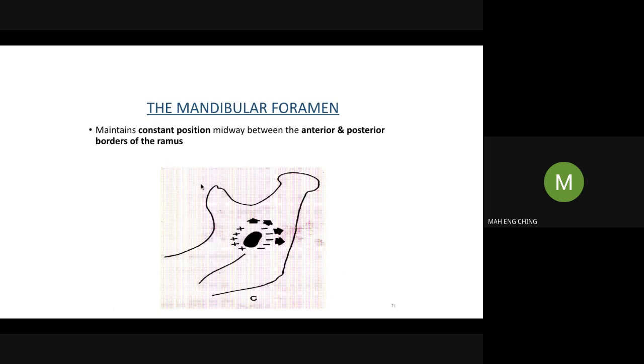But if you ever give an IDB, inferior dental nerve block, inferior alveolar nerve block, you notice this one is the mandibular foramen, where the inferior dental nerve enters. This maintains a constant position midway. Midway means halfway between the anterior and posterior border of the ramus. So this is the anterior, and this is the posterior border of the ramus. So the midpoint is always where the ID nerve enters. So when you give an injection, you always aim for this area where you can numb the nerve of the mandible. So that's where you should deposit all your LA solution.